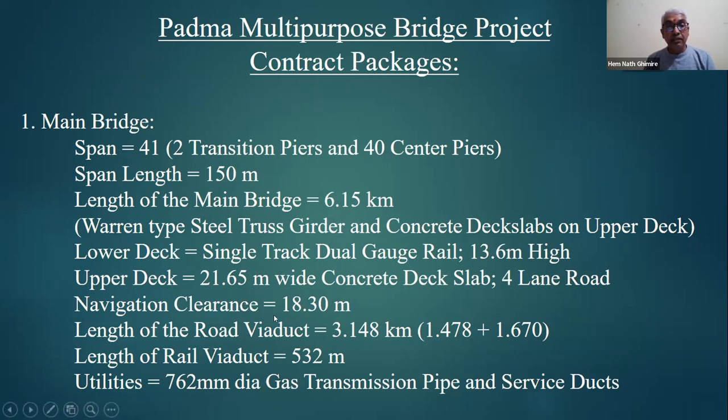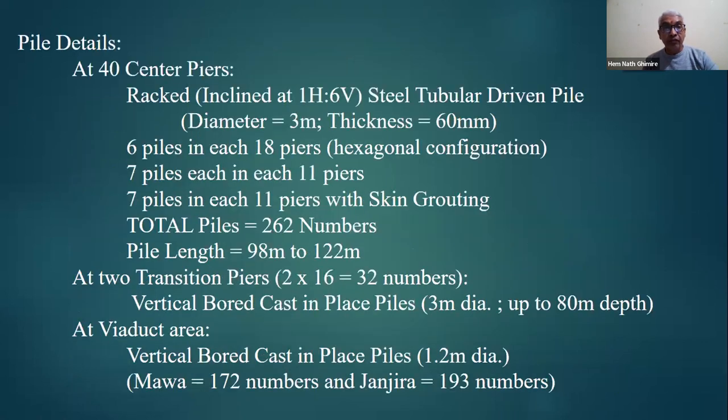Navigation clearance at the bridge point is 18.30 meter. Total length of the road viaduct is 3.148 kilometer, Mawa site and Zanjira site, 1.478 plus 1.67. Total length of the rail viaduct, the lower deck being railway, is 532 meters. And there are utilities going through the bridge, 762 mm dia gas transmission pipe and service ducts. This is the brief information of the bridge.